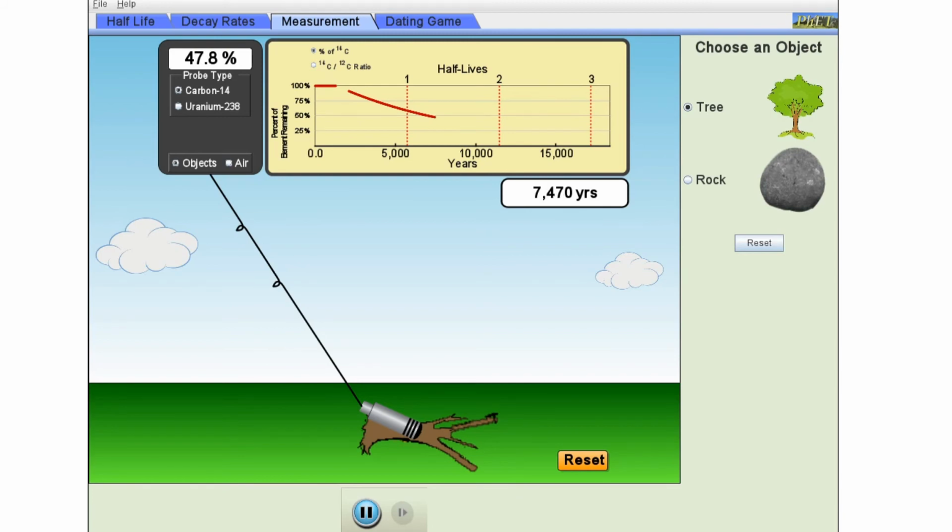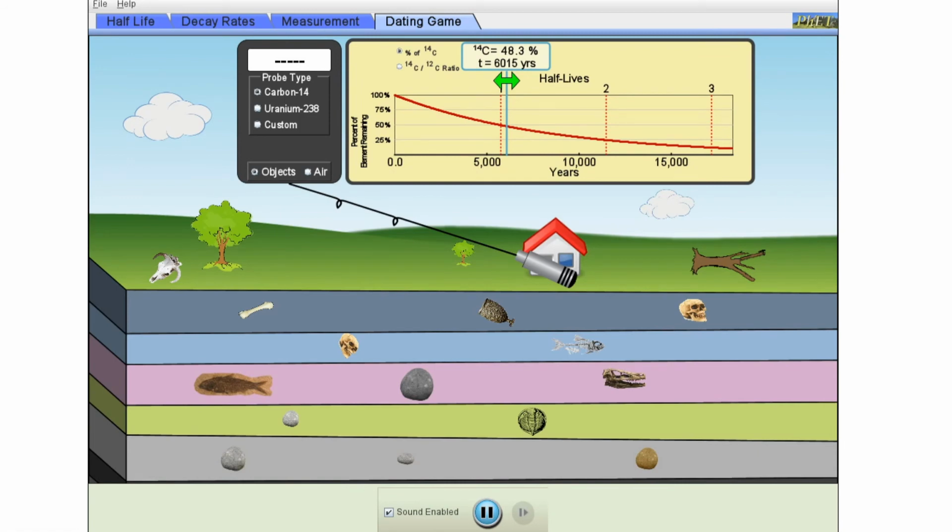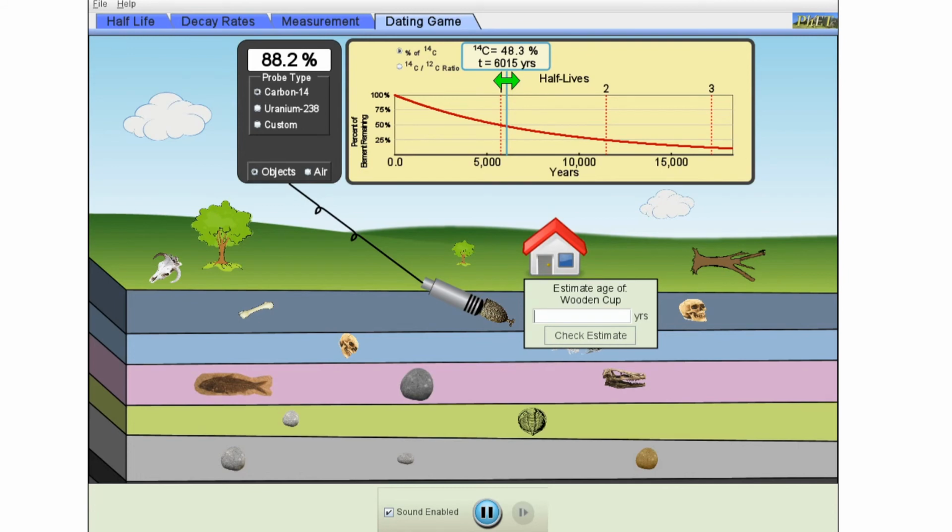So there have been situations where old shipwrecks have been dug from below mud, or human remains have been dug up, and we've been able to tell how old those remains are. So if you look at this simulation, you could put the Geiger counter next to different artifacts that could be dug up from beneath the ground, and it tells you at the top here what percentage of carbon-14 is left.